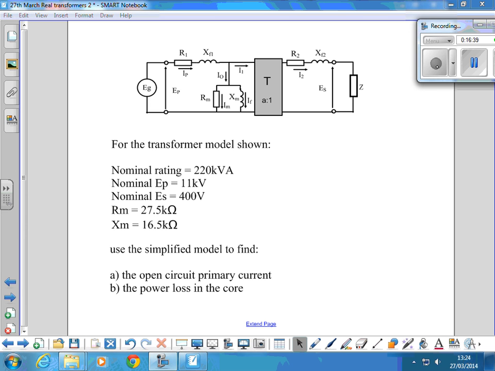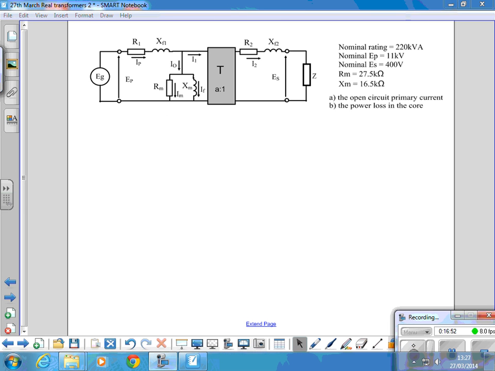I want you to start having a look at the simplified model to see if we can find out what the open circuit primary current is and what the power loss is in the core. First of all, what's the model going to look like when it is open circuit? We can ignore everything to the right of the ideal transformer for a start.